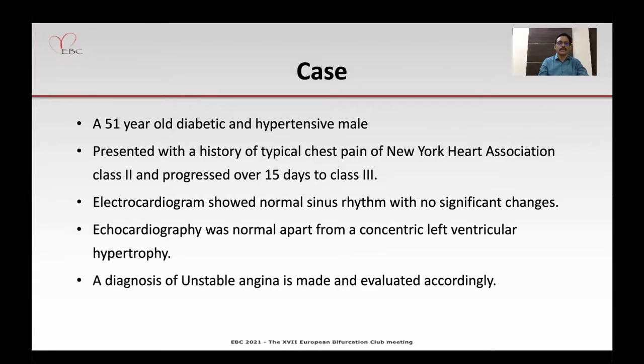The patient is a 51-year-old diabetic and hypertensive male who presented with a history of typical angina, which was crescendo in nature, NYHA class 2 to start with and progressed soon over 15 days to class 3. The routine evaluation by ECG and echo were normal, and a diagnosis of unstable angina was made, and he was further evaluated by a coronary angiogram.